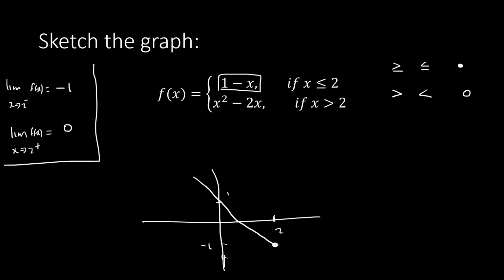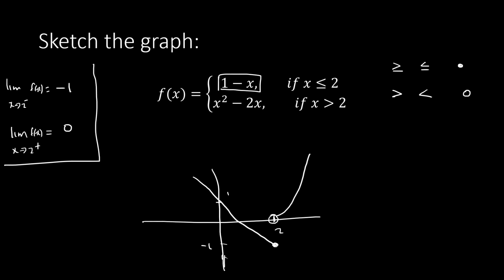Now for x squared minus 2x, it's a parabola, so x is greater than 2, and when x is greater than 2, our limit was 0, so it will start here, but you use an unshaded round and it must be greater than 2. And we know a parabola, you draw that shape. So this is how you draw the graph. Sometimes they give you the graph and they want you to determine all these values, but most of the time they ask you to draw the graphs.